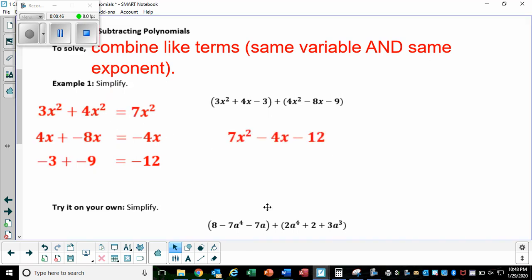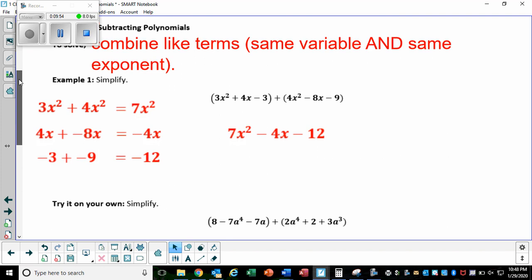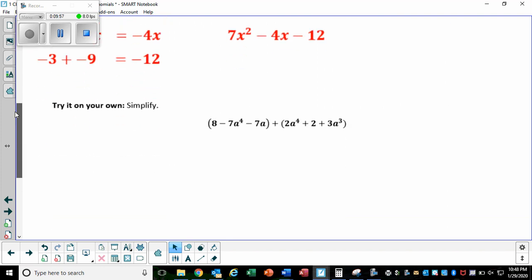There we go. And that is my answer. It's in standard form, because it's in order by the degree. So, I'm done. Okay? So that's all adding is. Go ahead and try this one on your own.